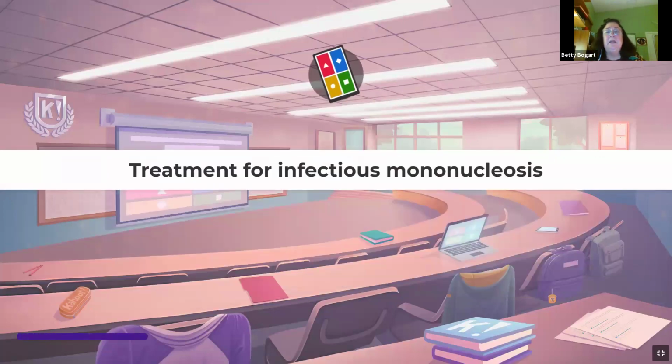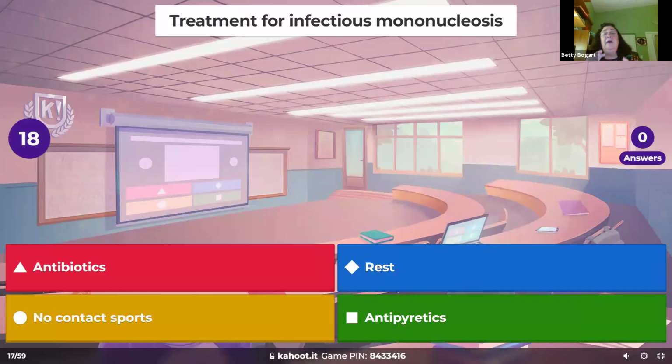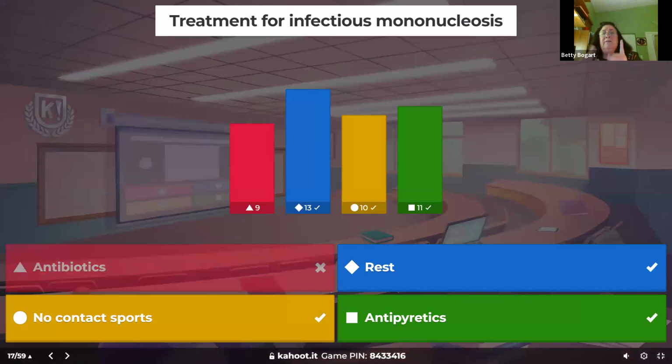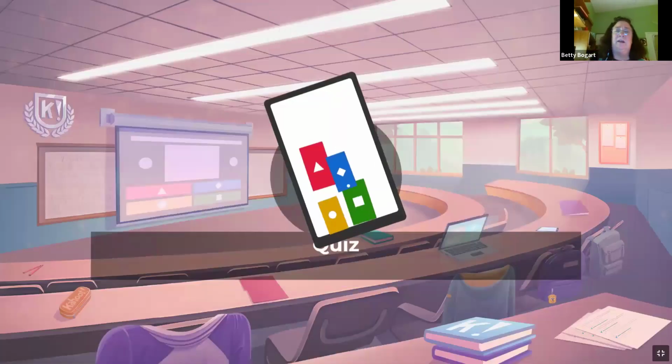Multi. Treatment for infectious mononucleosis. It's an Epstein-Barr virus. So it's a virus, no antibiotics. It's all symptomatic. It's going to be Tylenol, Motrin, rest, and please protect that belly. No contact sports.